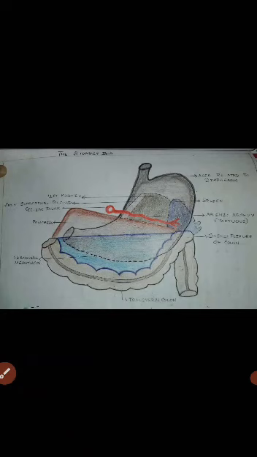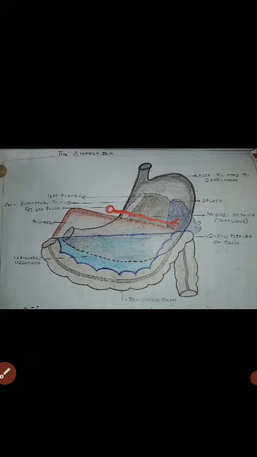The greater curvature has the cardiac notch at its upper end, and this cardiac notch separates the stomach from the esophagus. The greater curvature is 5 times longer than the lesser curvature. There are 2 surfaces in the stomach, anterior surface and posterior surface. The anterior surface is facing forwards, and the posterior surface faces backwards.